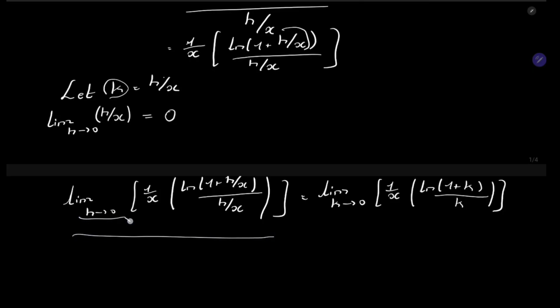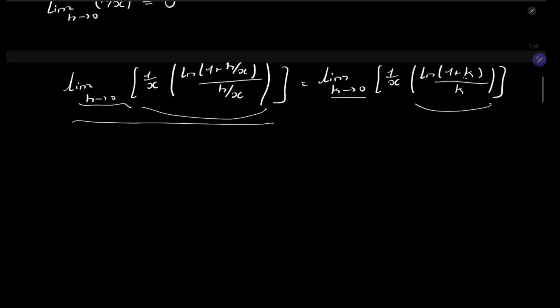The limit as h tends to 0 of this term is the same thing as the limit as k tends to 0 of this term, where h on x is replaced by the constant k. So simplifying this further, this is equal to 1 on x times the limit as k tends to 0 of the term ln of 1 plus k, all divided by k.